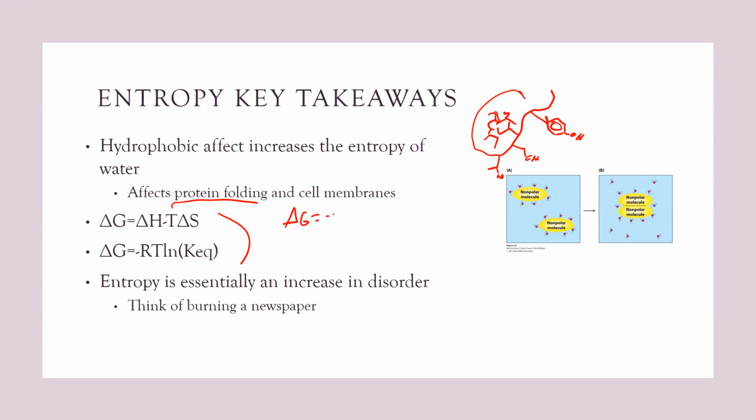So if we want delta G to be negative, let's say that heat is released. So that means that delta H is what? It's released. Negative, right? Okay. And we want to have a more negative number. Does that mean we want our delta S to be positive or negative? Positive, okay? So that's how I think of it. Increasing the entropy is going to lead to a more negative number, which is going to make it more spontaneous.